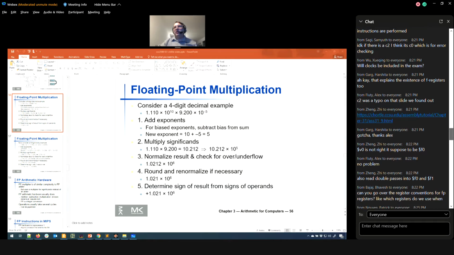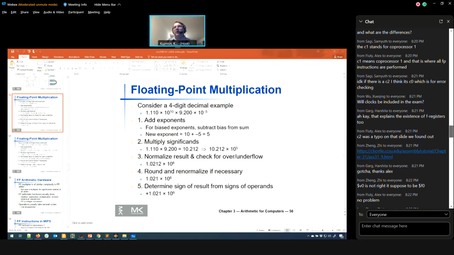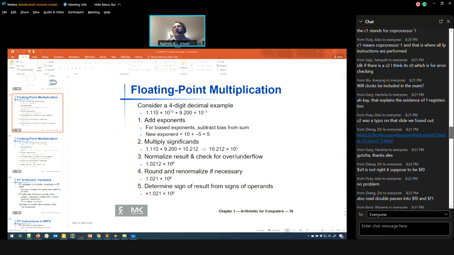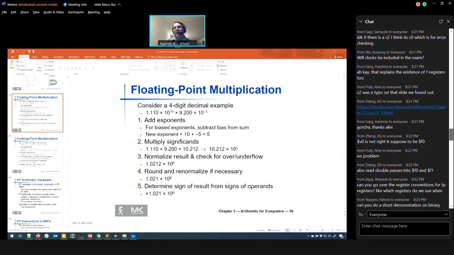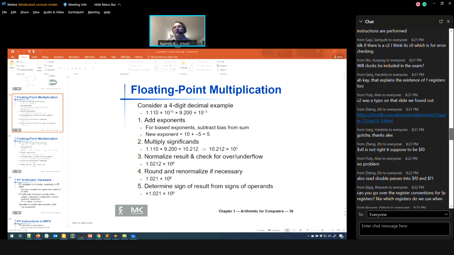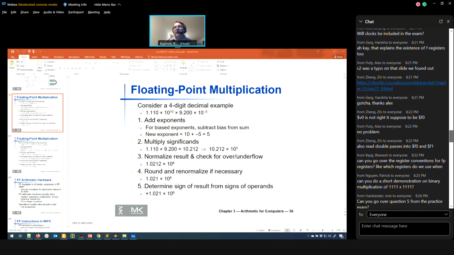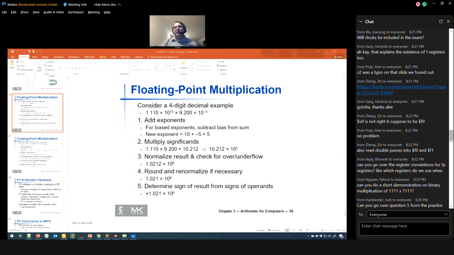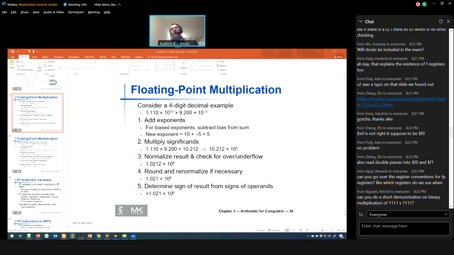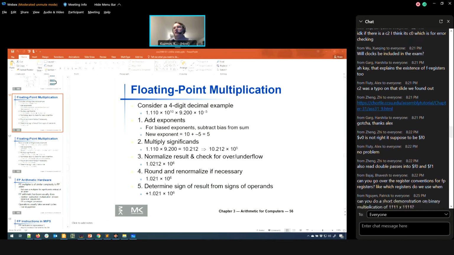Okay, so C2, yeah, it was a typo on the slide. We found out during the lecture, and I corrected it. So that's why you were asking about C2. Will clocks be included in the exam? Sure, because we spent a great deal of time on them even before today. So we had more clocks today, but even before that, we had clocks earlier. So yeah, they may show up on the exam.